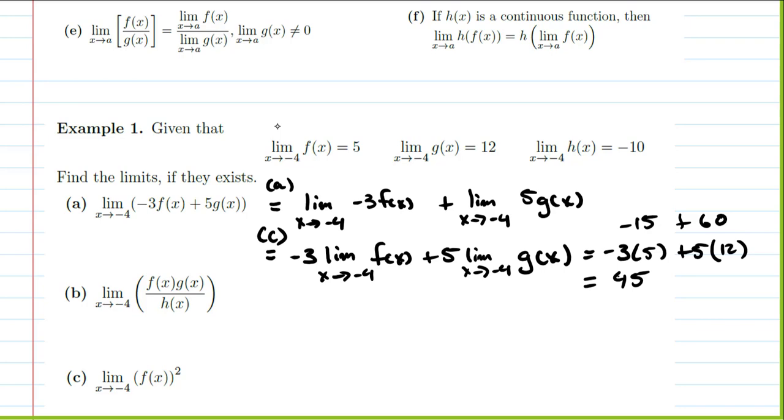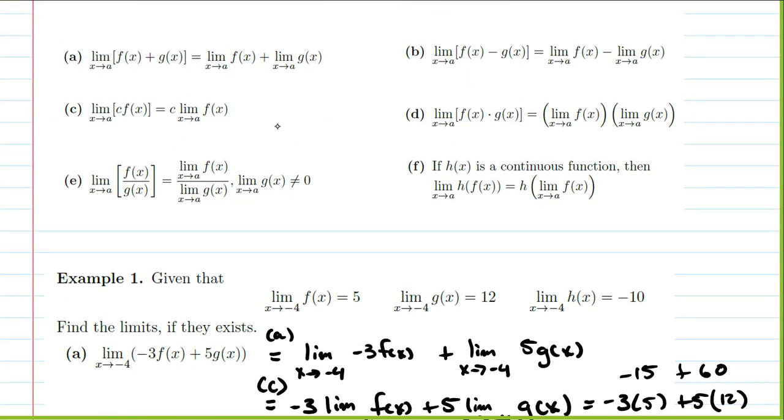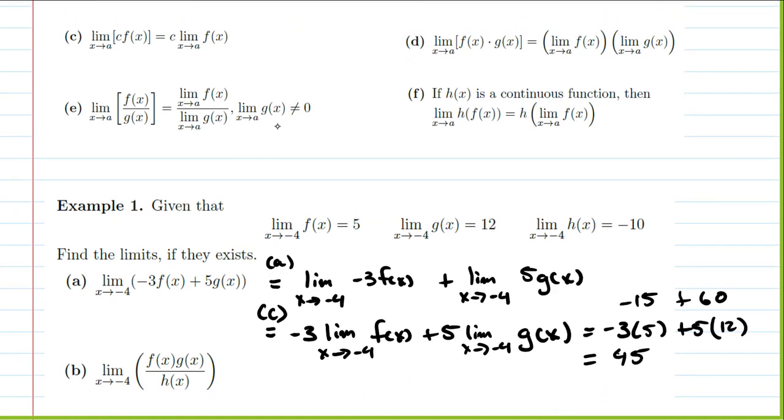All right, so now we look at B. Which properties are we going to want to use in order to calculate the limit as x goes to negative 4 of f times g of x divided by h of x? Well, we have both products, so that's going to be property D, and we have division, which is property E, and the only thing we have to check is whether the limit as x goes to a of the denominator is 0. So what's the limit as x goes to negative 4 of h? Well, it's negative 10, so it's not 0, so we're okay.